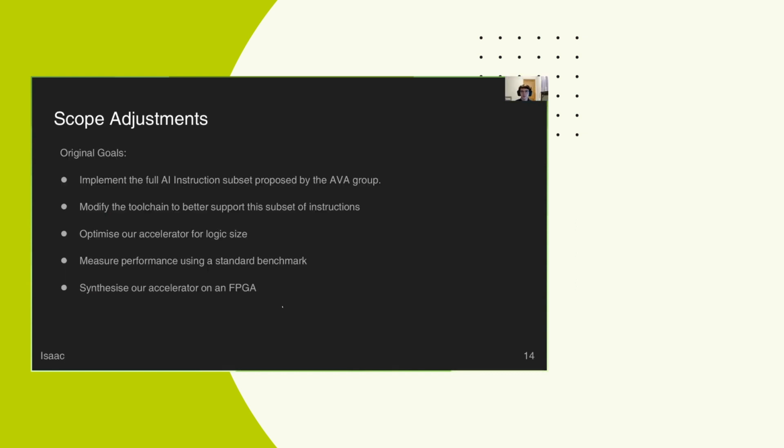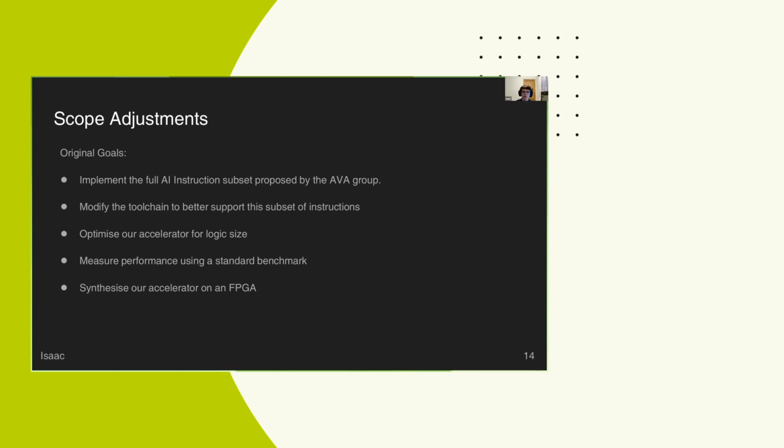Originally, this project ran from October until last week, although we had a report to write for the university. So towards the end of the project, we could do less practical work. Originally, back in October, we set out with a lot of goals. We said we'll implement all of the instructions proposed by the AVA group I mentioned previously, as a minimal AI-focused subset of the vector extension.